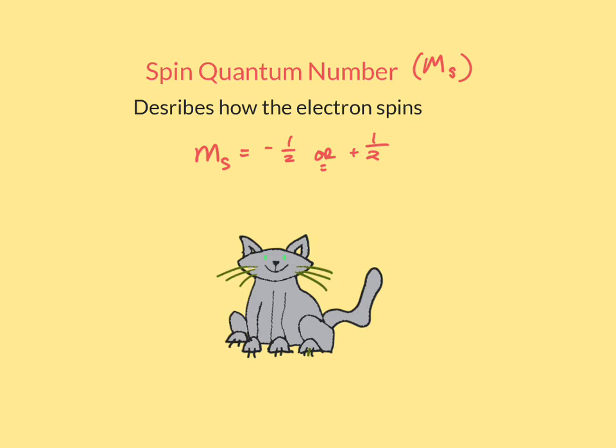The final quantum number is called a spin quantum number. It is shown with a value ms, and the first three quantum numbers described how the electron is oriented in space and where it exists in space, where you're likely to find the electron in that orbital. The final quantum number describes how the electron spins. So if we're to use good old Irwin here, and we're to imagine a cat chasing its tail, then the electron is going to either spin clockwise or spin anti-clockwise.